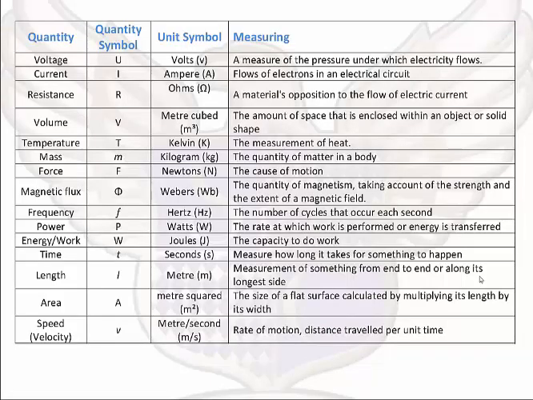So here we have a chart which will tell us the different quantities, the quantity symbol, the unit symbol, and what they measure. So current, our unit symbol is ampere, voltage is volts, resistance is ohms. Just take a few minutes to study this. You can always come back to this page or pause the video so you can make a note of this. But it is important that you all try to remember the unit symbol, the quantity symbol, and what quantity they apply to, because this is an exam favorite.